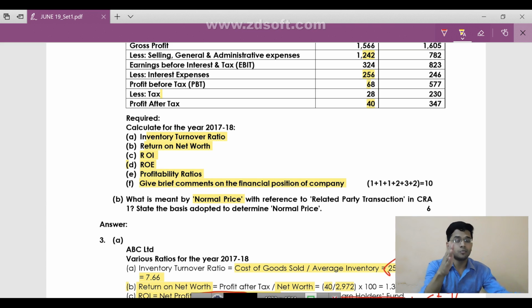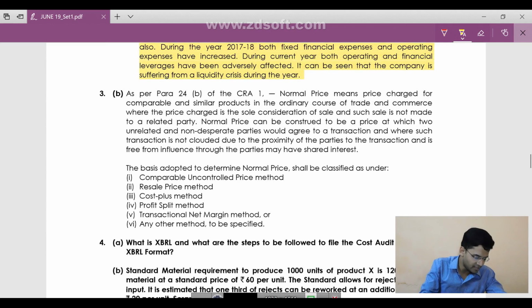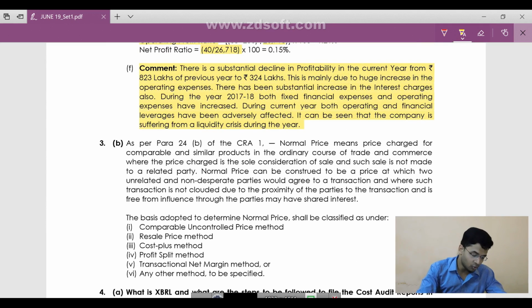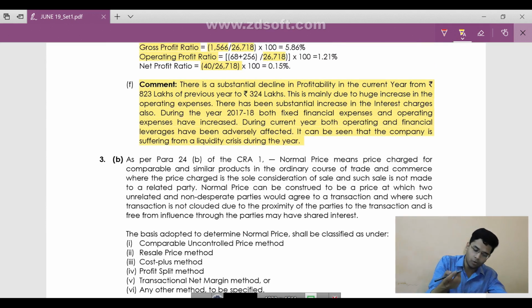And normal price is what? Normal price is what you've studied in transfer pricing in your income tax. That transfer pricing has a normal price, or the arm's length price. That price is the uncontrolled price which has been computed on the basis of comparable, uncontrolled transactions which are existing in the market. So there are 5 methods which are used to compute the transfer price, and those 5 methods are to be used while computing normal price as well.